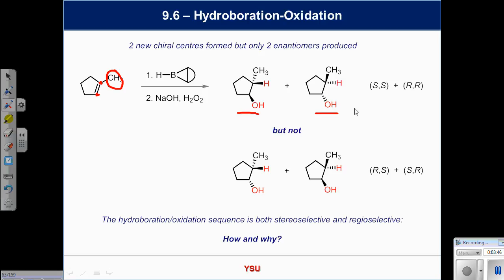If you got a scramble, in other words, if you added to the top and then the bottom, or the bottom and then the top, in a stepwise process, you'd get all the isomers. We don't get these things, they're not formed. That's the evidence for the fact that this is a concerted process where the addition is all happening at once.